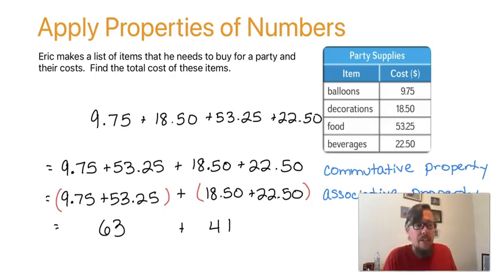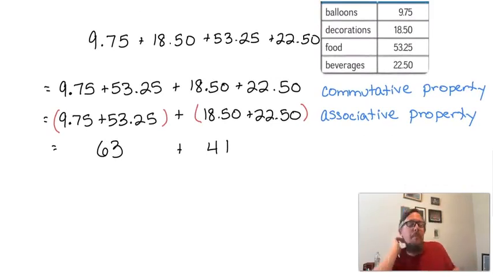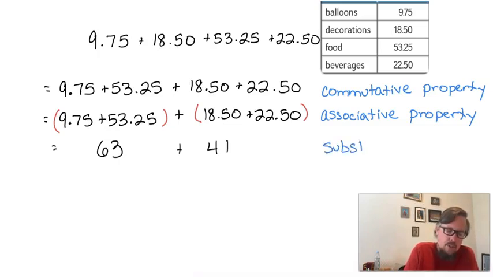So what did we do here that allowed us to replace the 9.75 plus 53.25 with 63 and to do the same thing for the second set of parentheses? If you replace some numbers with something else, that is called substitution. We are replacing 9.75 plus 53.25 with 63. That's substitution. And the last thing for us to do is to just add these two together.